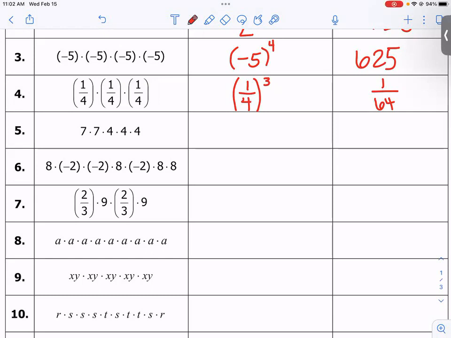All right, now in 5 and 6, we have some interesting things happening. Write down what you think we should write for number 5.